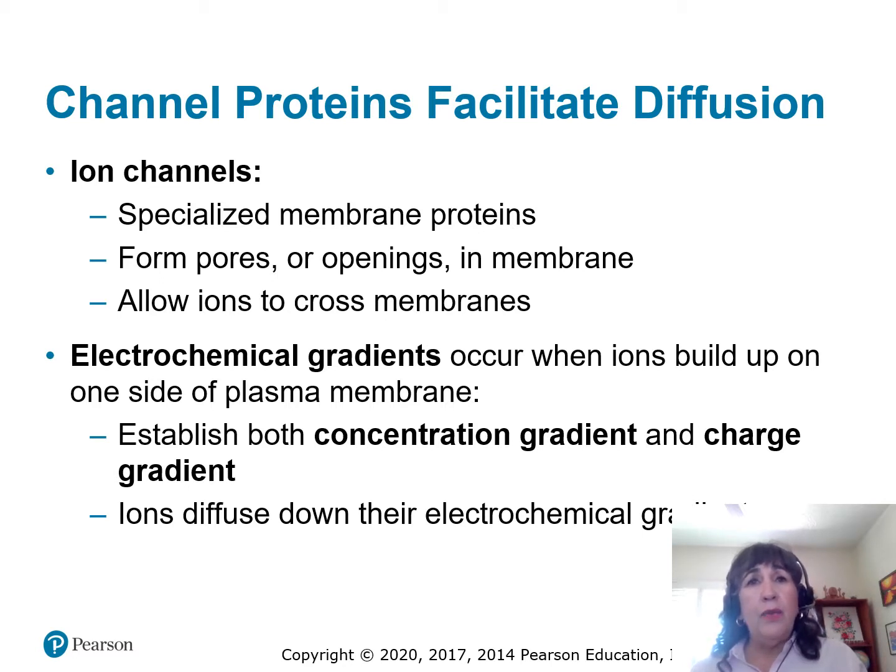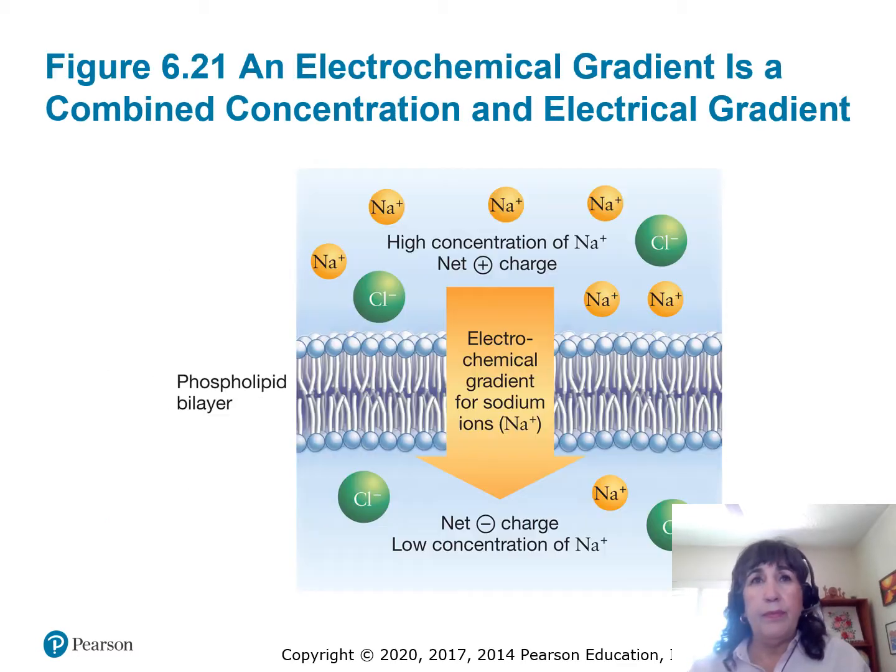So ions can diffuse down their electrochemical gradient, but they have to move through this protein, this doorway into the cell. So you know what I think a channel is? It's like a doorway, but there's no door. There's just an archway, an opening, but no door that opens and closes.